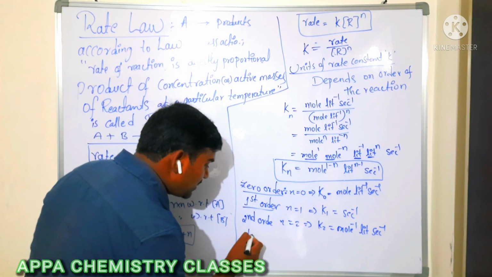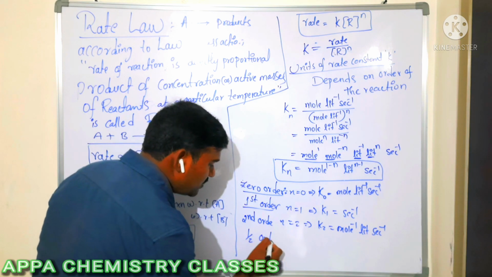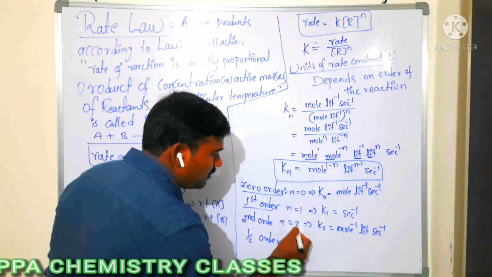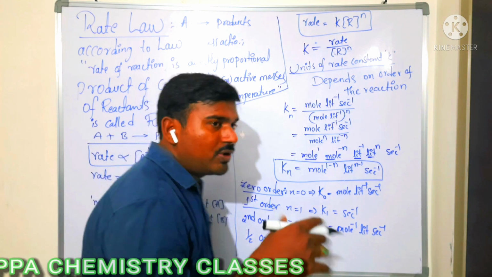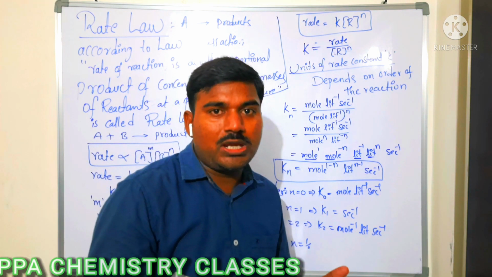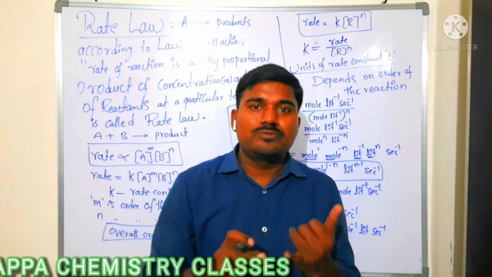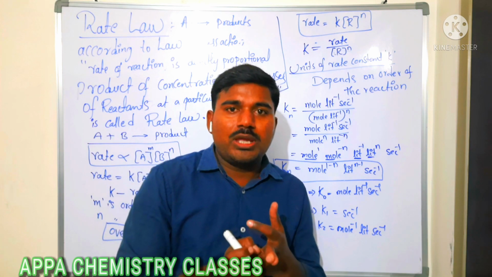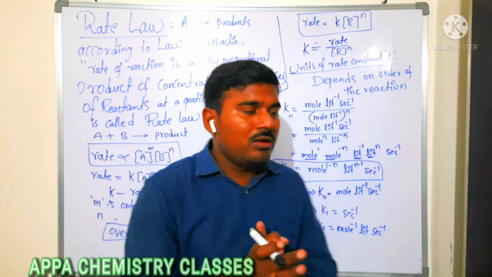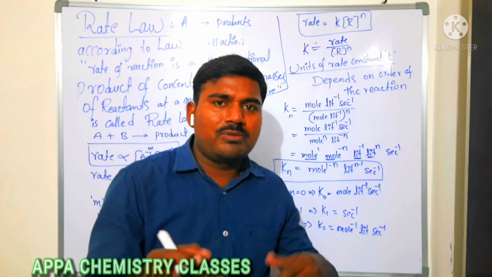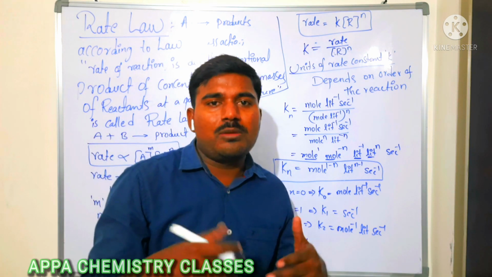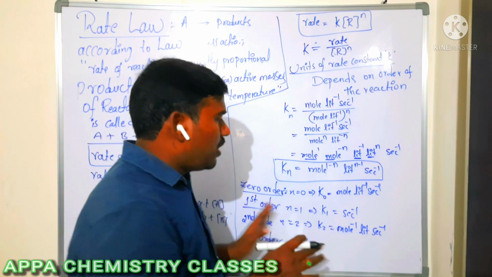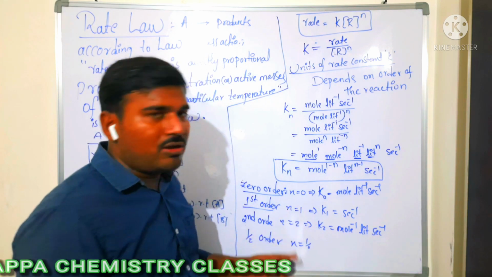You can take fractional order also, half order reaction, or 1 by 4th also. In this case, n is equal to 1 by 2. You can take units for minus 1 order also. Order may be negative, or positive, or fractional. We cannot say whole number; it can take all possible values: fractional, positive, negative, decimal. All are possibilities of order.